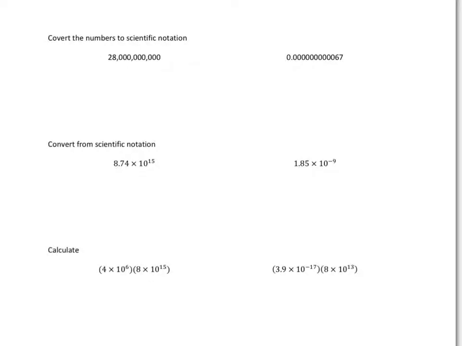Welcome to 4.2 part 2. We're going to work with scientific notation now. So first thing we're going to do is convert these numbers into numbers that are in scientific notation. Now remember that scientific notation is of the form M times 10 to the power of n, where M, this big M, is a number between 1 and 10.